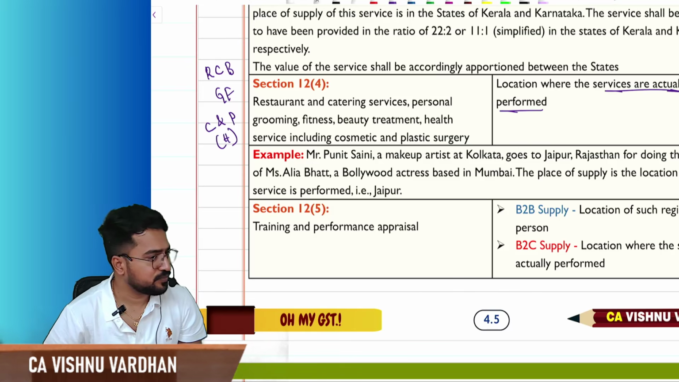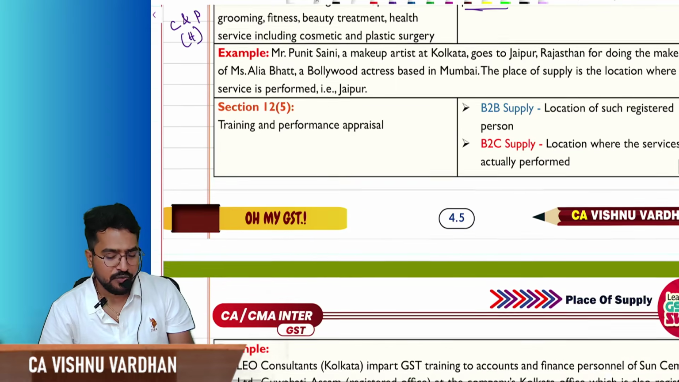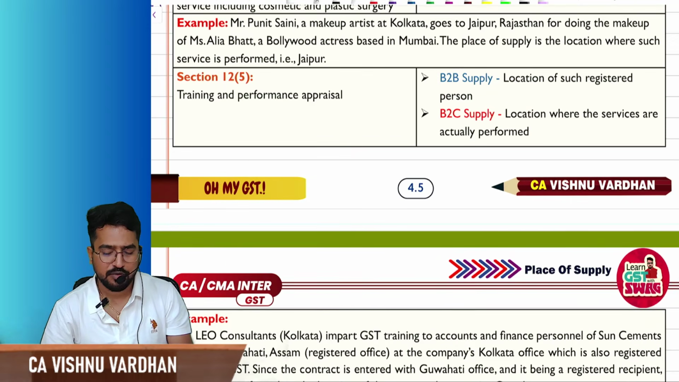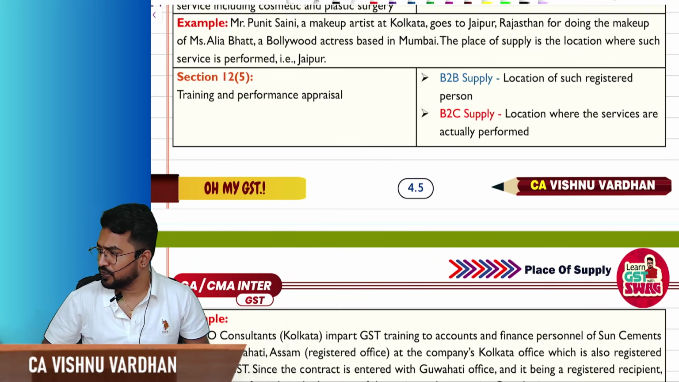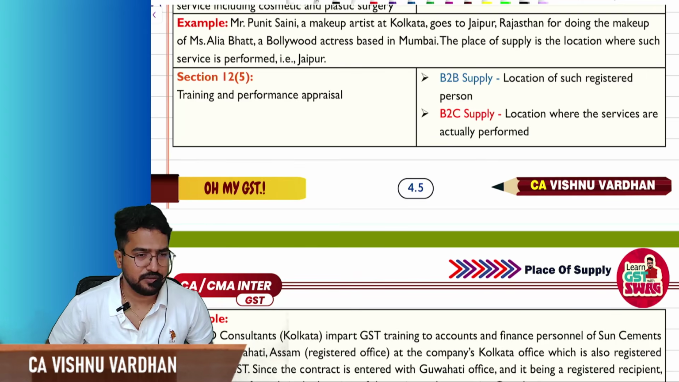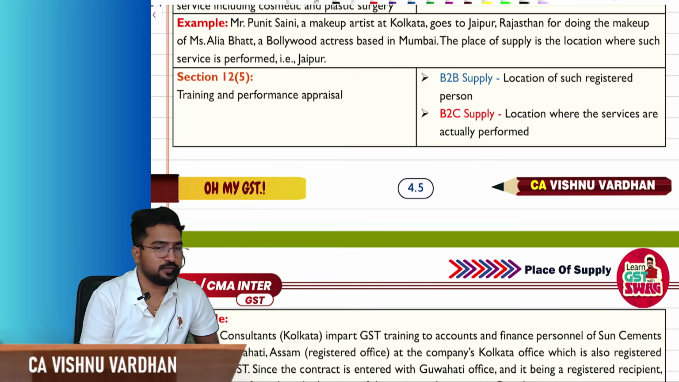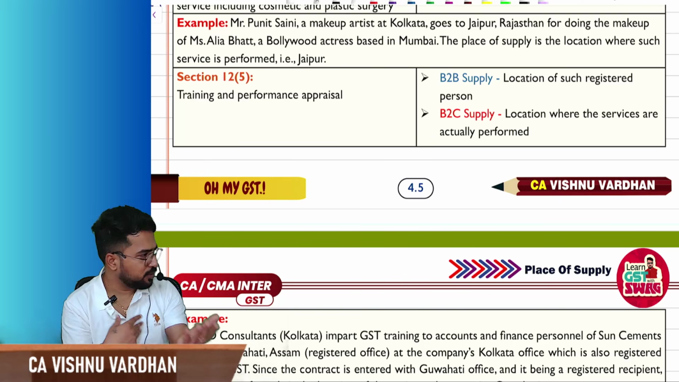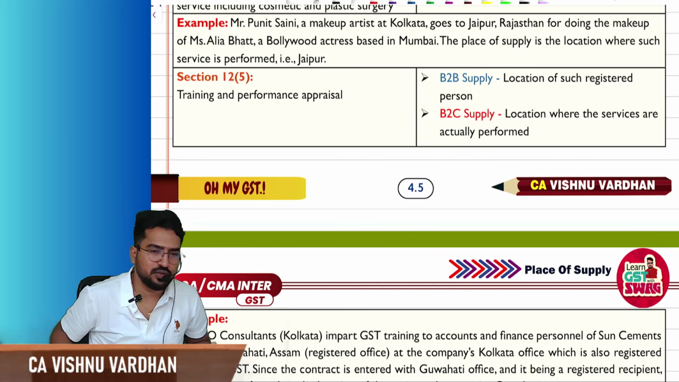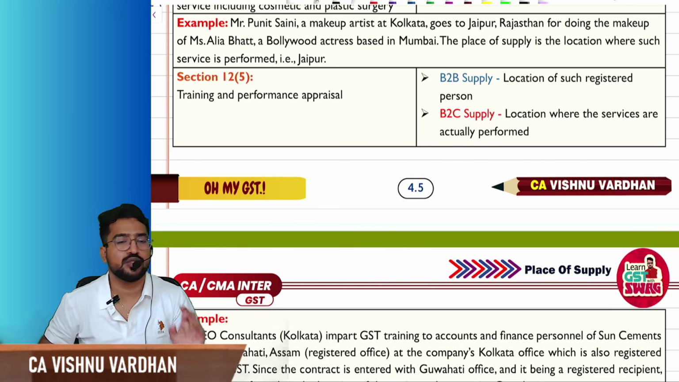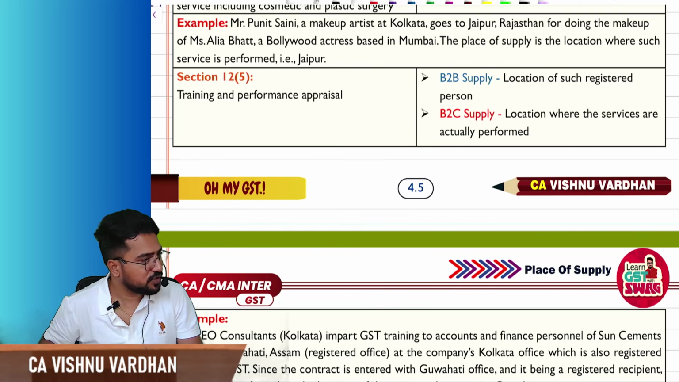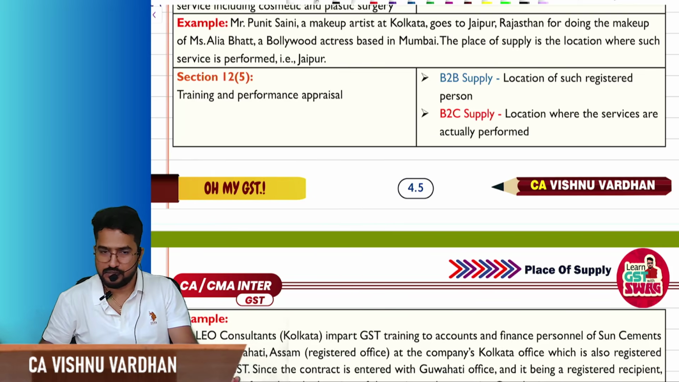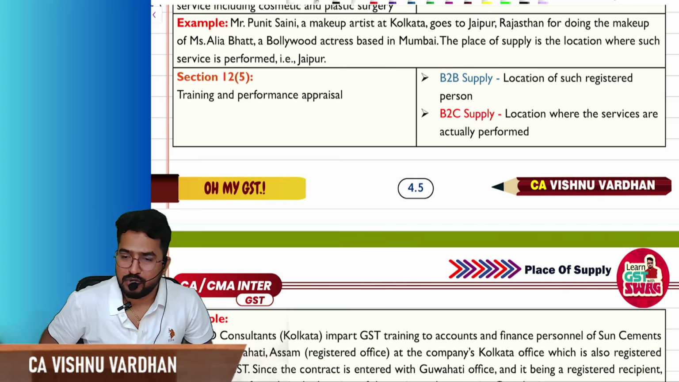Shall we continue? What is the next one? Training and performance appraisal services. Just remember, B2B or B2C, we should check. In GST, what do you mean by B2B and B2C? If both are registered, it is B2B. I am registered, you are unregistered, that is B2C. You may be doing business, but still I call it B2C if you are unregistered. For me, the only thing is whether you are registered or not. Simple. Clear.